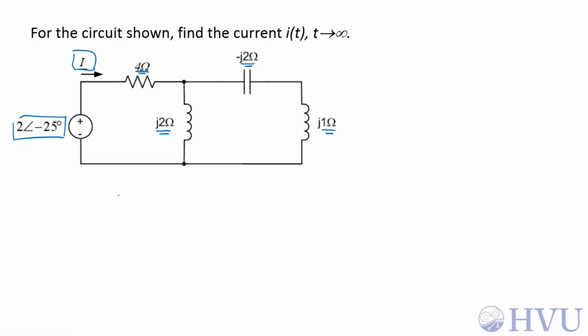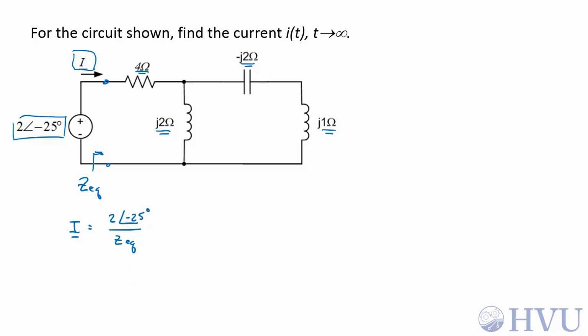This circuit looks like it's a natural for circuit reduction. These two circuit elements are in series. If I combine those, they'll be in parallel with this impedance, and then that total result will be in series with the 4 ohm resistor. Once we've gotten that equivalent impedance across these terminals, I, as a phasor, is just going to be the voltage 2 at an angle of minus 25 degrees over ZEQ.